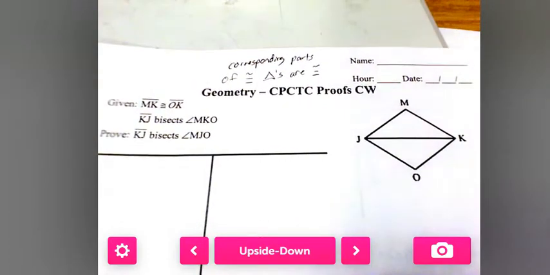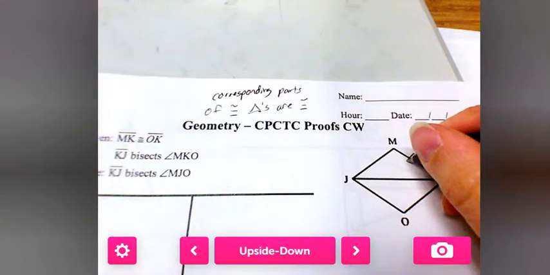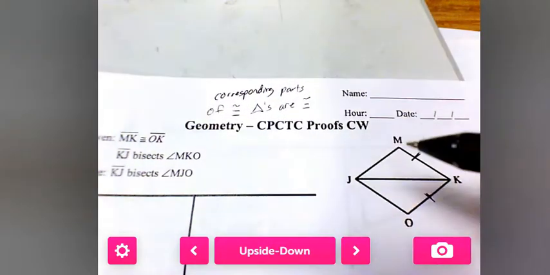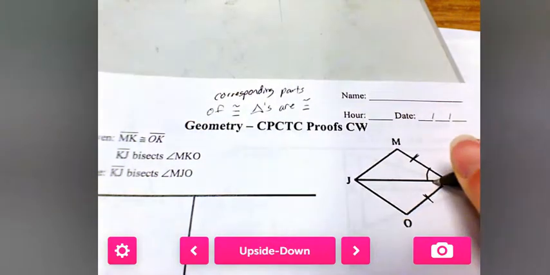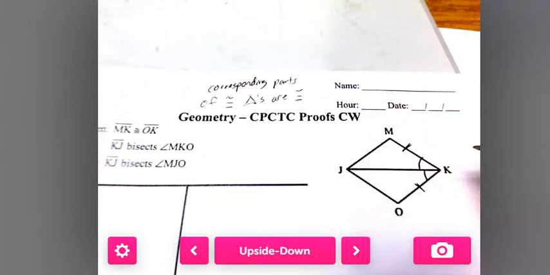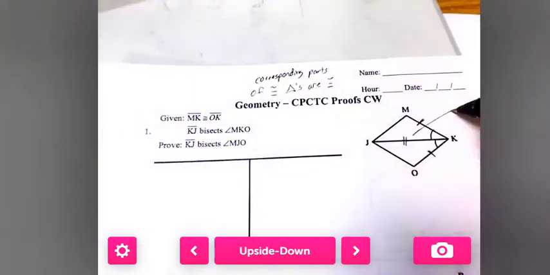So I'll start with number 1. We've got MK is congruent to OK. We've got KJ bisects angle MKO, so I know these two angles are congruent to each other. What else do I know about this picture right here? Yep, that JK is congruent to JK because of reflexive. Good.